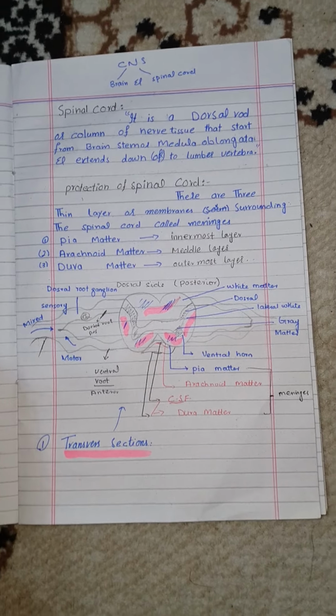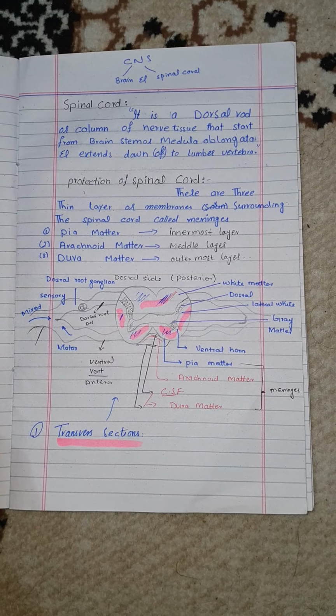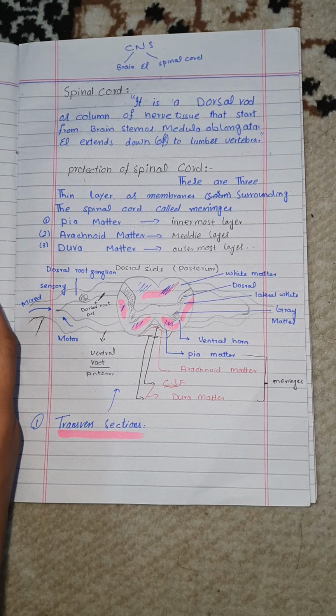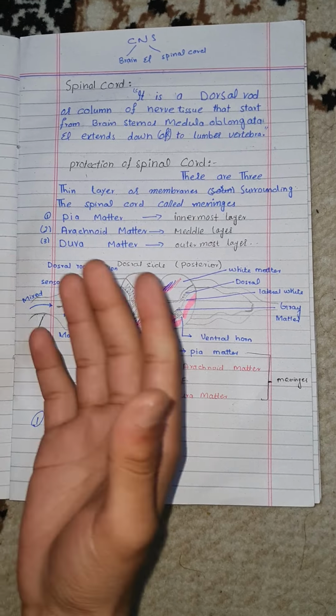Today we are explaining the spinal cord. The brain was already explained in the previous lecture, and the combination of brain and spinal cord is also called the central nervous system. And now we are explaining the spinal cord.